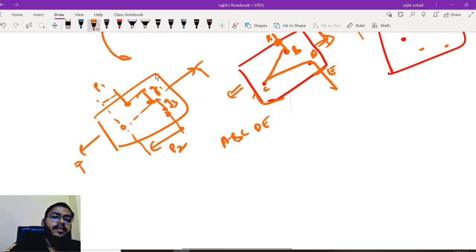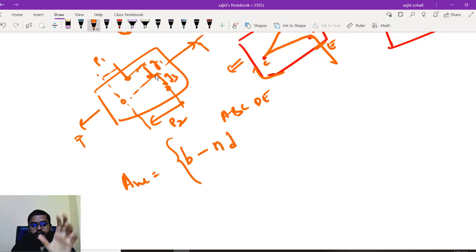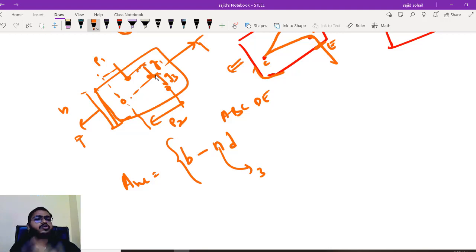Okay, so then my net area is very simple, B minus nd. It is same, right? B, the width of my plate, minus the number of holes we have. Here we have 3 holes, right? So in this above diagram we have 3. If you have 5, use 5, it doesn't matter. So 3 holes into the diameter of each hole, plus sigma P square by 4G.